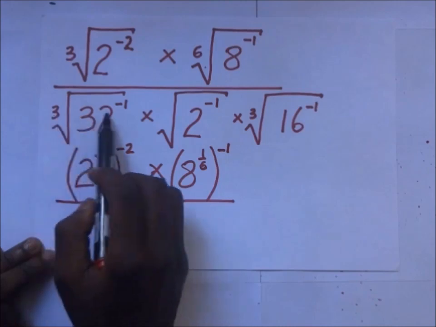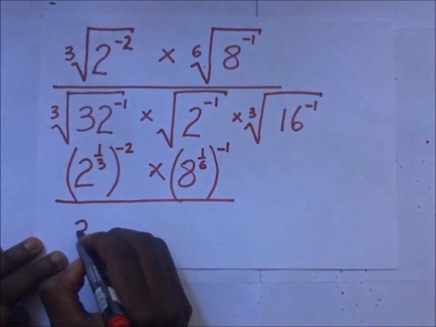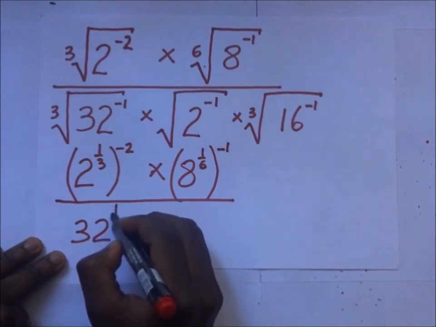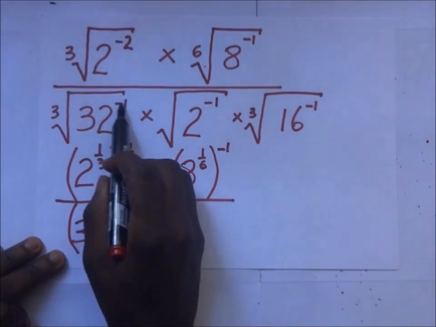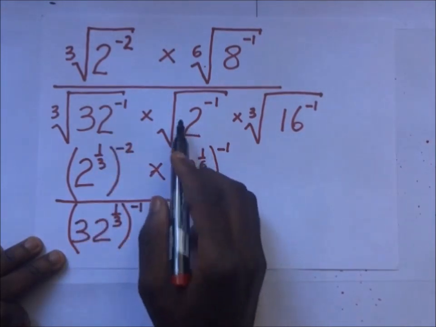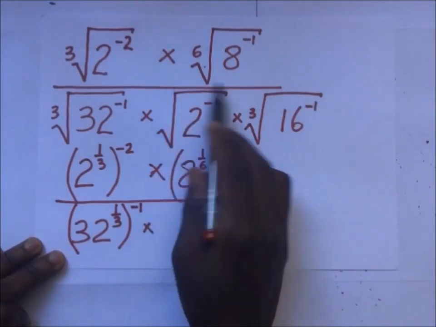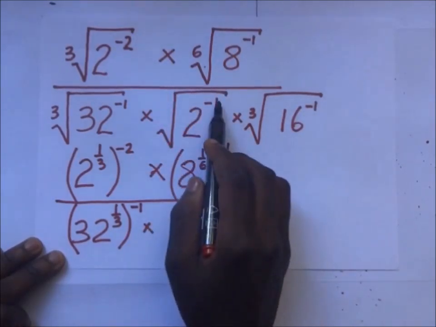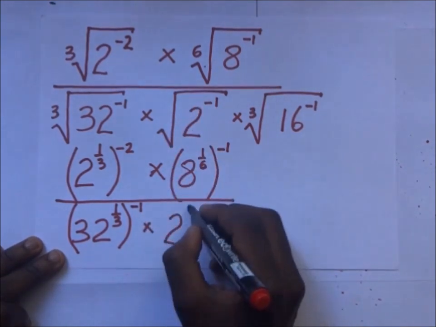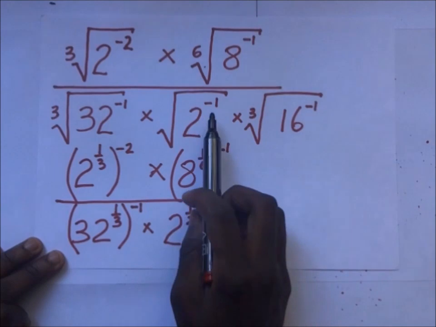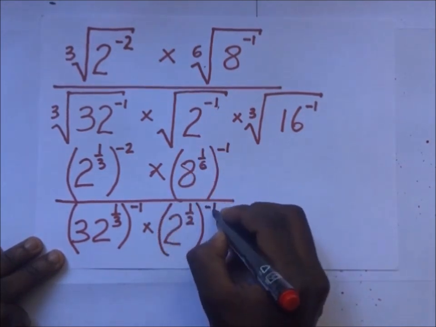Now, the third root of 32 means it's 32 to the power 1 over 3. And that is multiplied by the negative 1. Multiply that by 2 to the power negative 1. This is the square root. So the square root of 2 to the power negative 1 means it's the same as 2 to the power a half. Multiply all this by the square, negative 1.